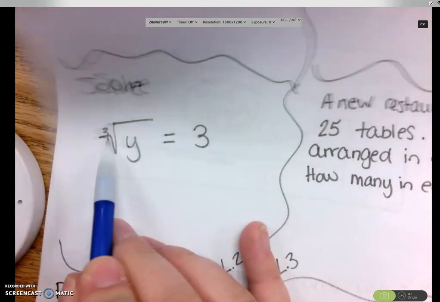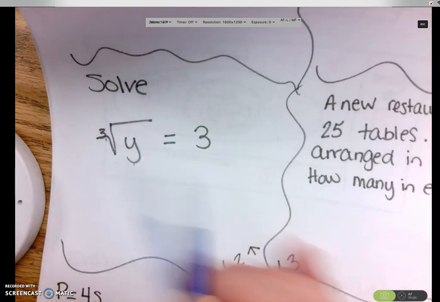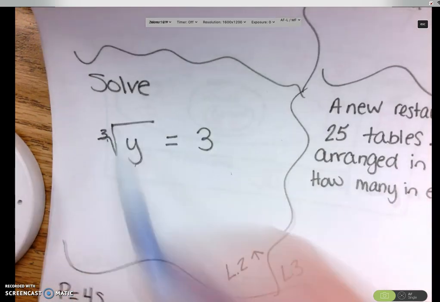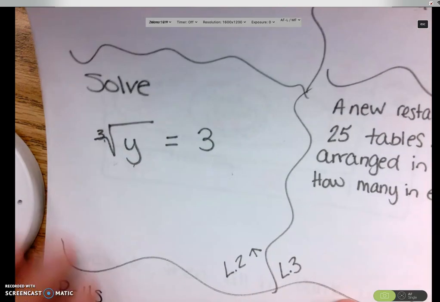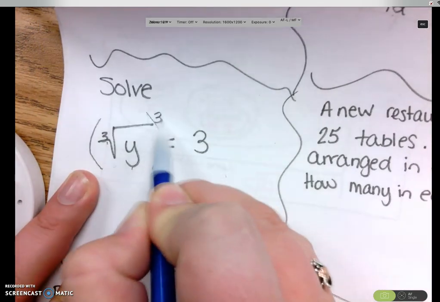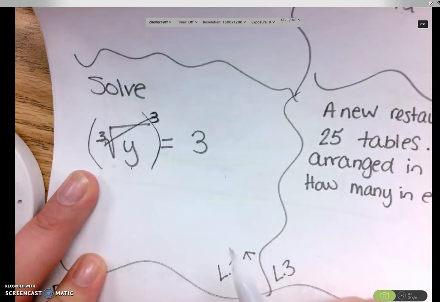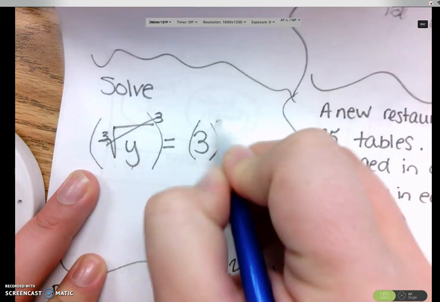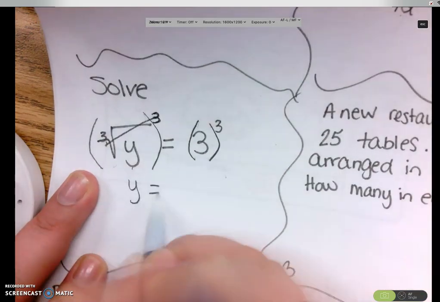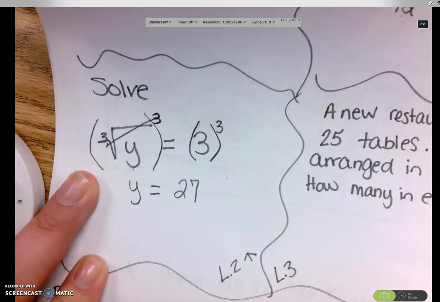Okay, next one is you have to solve one where it says 3 here, y inside, so that means the cube root of y. How do I get rid of this cube root? Remember? Not just by itself. You have to cube it, right? So this will go away. So I have to do the same thing to this side. Y equals, what's 3 times 3 times 3? 27. Done for that one.